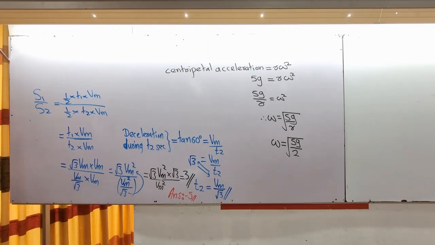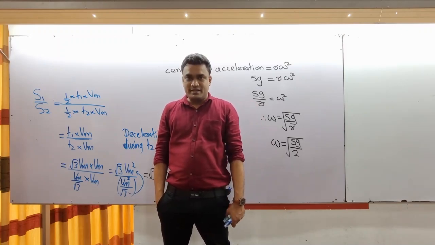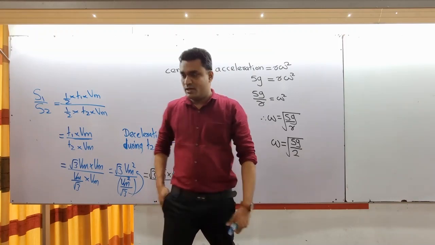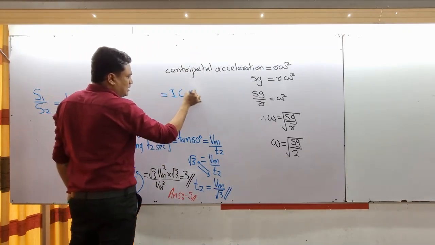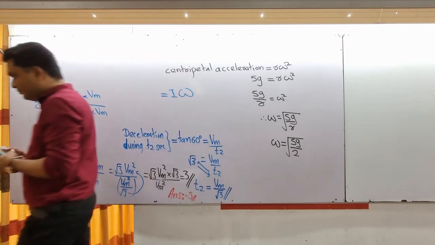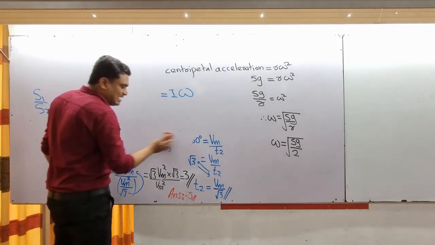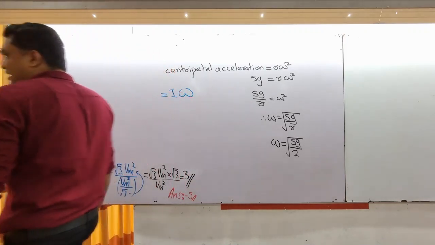The question asks us to find the angular momentum of Harry. Am I right? What does the question ask? Angular momentum of Harry at the time when he gets unconscious. So please write: angular momentum of Harry equals I omega. What is I? In this case, we have to treat Harry as a point mass. The mass of Harry is given as 50 kilograms.